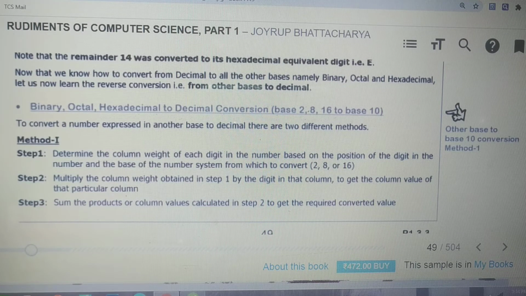So today we will learn how from the binary number system we can convert into the octal number system, hexadecimal number system and decimal number system too. So what is the rule for that?